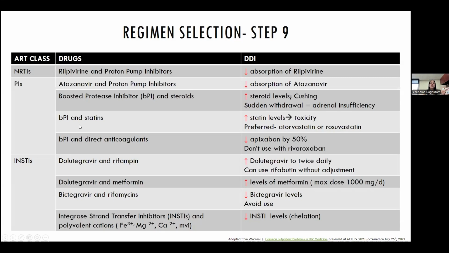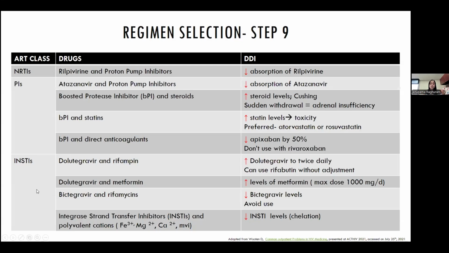There is an interaction between boosted PIs and statins as well. Again, it's all because you're blocking clearance, right? So in that case, you can have increased levels of statins, and there are certain statins that are preferred. So things like atorvastatin and rosuvastatin are preferred for that reason. And then there are some anticoagulants that have interactions.